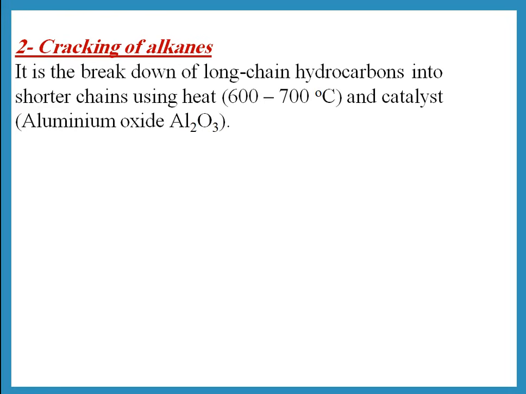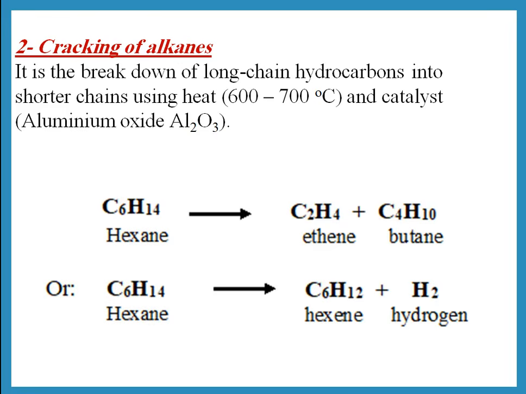Next, we take these fractions and then we do what we call cracking. And you should remember that cracking is the breakdown of a long chain hydrocarbon into shorter chains. This is done using 600 to 700 degrees centigrade, or you could just say very high heat, and a catalyst like aluminium oxide, or silicon dioxide can also act as a catalyst.